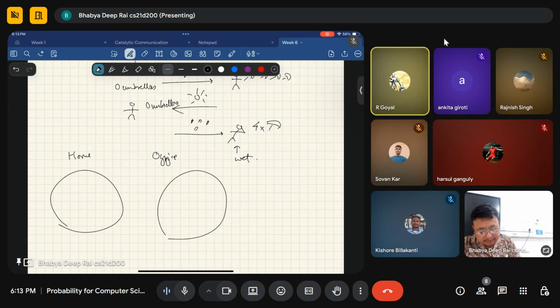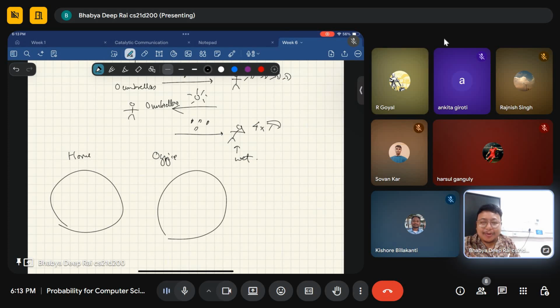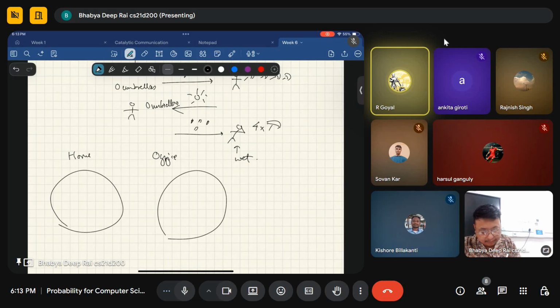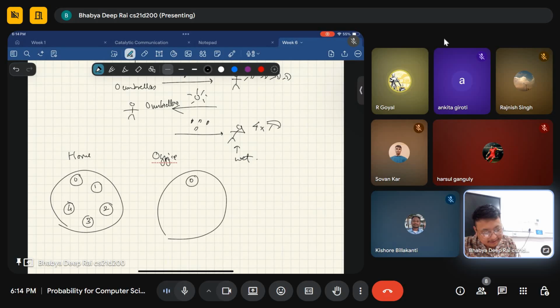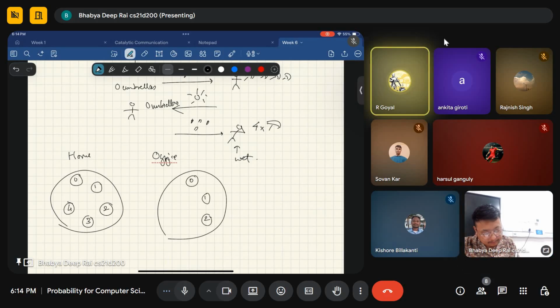So inside the home states, what are the states? So there are 5, like say home having 0 umbrella, and home having 1 umbrella, and 2, and then 3, and then 4. Okay, good. And similarly office has 5. Right? And now we can have the transitions among these states.